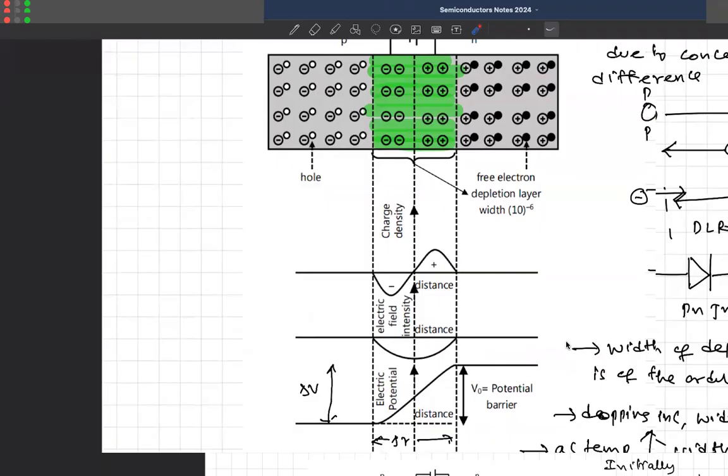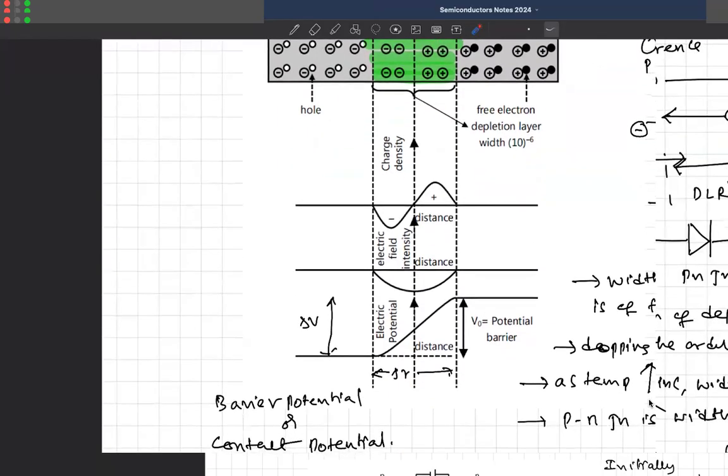Does someone have an idea what would be the width of the depletion region? The width of the depletion region is of the order of a few micrometers. And if you increase doping, the width of the depletion region increases. Oh no, one minute, I'm sorry, I need to correct. If it is heavy doping, the width of the depletion region decreases. As you increase the temperature, the width of the depletion region also increases.